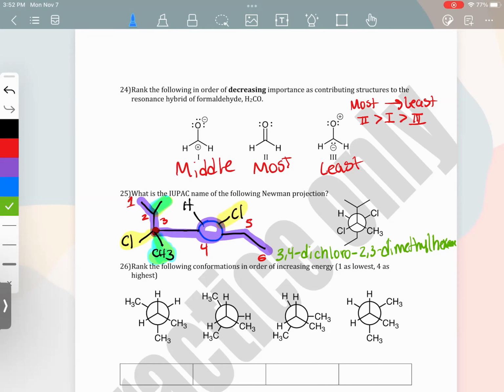The name of this molecule is 3,4-dichloro-2,3-dimethylhexane. And a quick question, right?